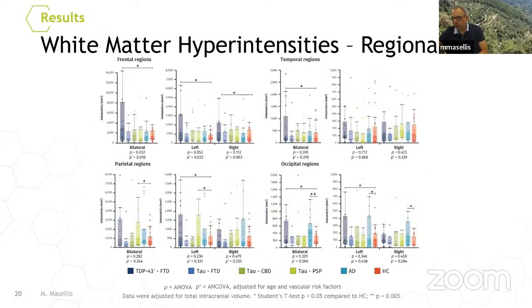When we look at the regions of interest, so frontal regions, temporal regions, parietal and occipital regions, you can see that the FTLD group in almost every single case compared to controls had extremely high burdens of white matter hyperintensity. But you can see that the Alzheimer's group also had a high burden when we looked at occipital regions. And you could see that the PSP group also had a fairly high burden in parietal regions compared to healthy controls.